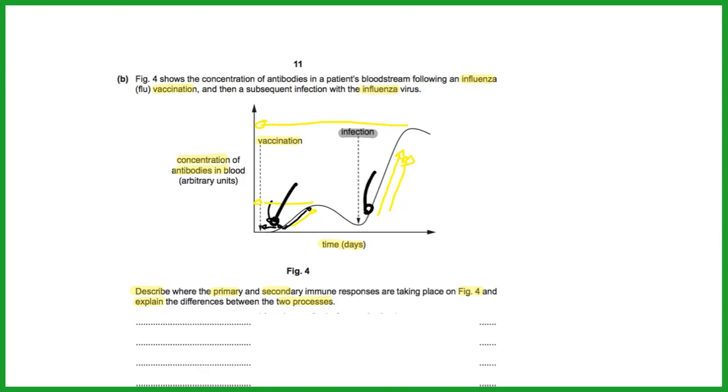And then explaining the differences. Well, the major difference is that the primary immune response has to undergo clonal selection and clonal expansion because it's the first time you've experienced the antigen. Then the secondary immune response requires the expansion of the memory cells, so the division of the memory cells, and then producing plasma cells from those memory cells that you've already produced as a result of the primary response.